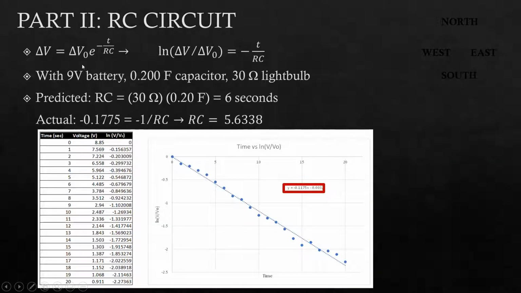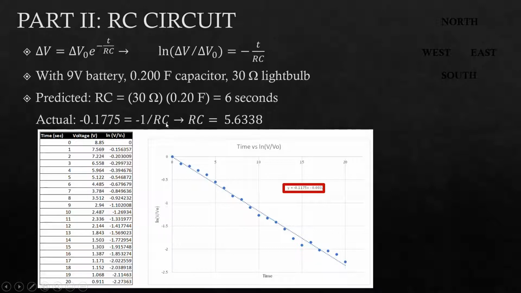So with a 9-volt battery, 0.2 farad capacitor, and a 3 ohm light bulb, I ran the simulation discharging the capacitor, and I measured the voltage using a voltmeter at every second for 20 seconds. And then with this equation converted to its natural log form, I plotted the natural log of the voltage over the initial voltage versus time to find the RC, and the slope of this equaled the negative 1 over RC.